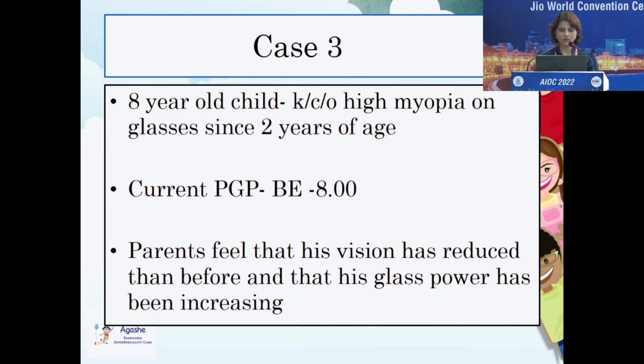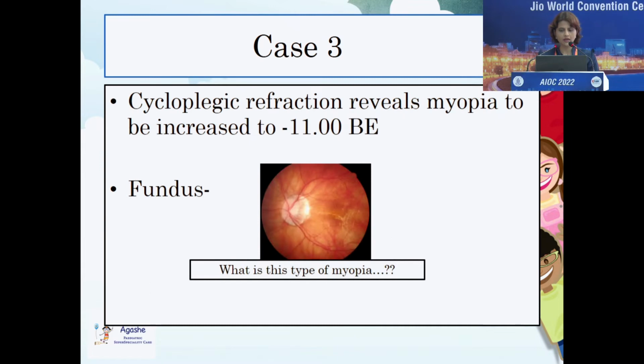Case scenario number 3. 8-year-old child, known case of high myopia and glasses since 2 years of age. Current prescription that the child is wearing is -8. Parents still feel that the child has started holding things closer to the face and the glass power has increased, and they were right with the cycloplegic refraction having progressed to -11. The child had a fundus which is again as shown with the myopic disc, parapapillary atrophy and myopic maculopathy. So what is this type of myopia?